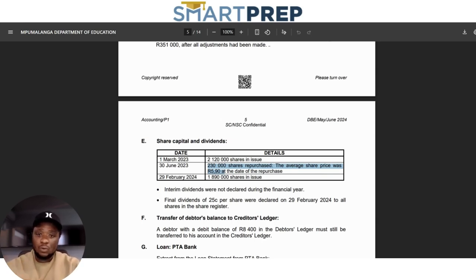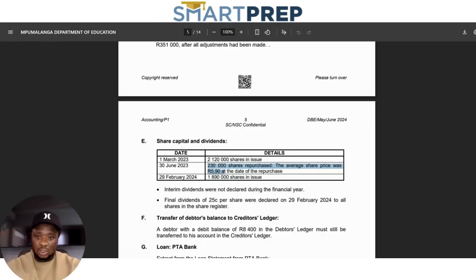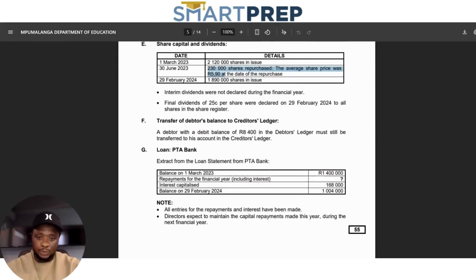So let's then move into the next part of this statement of financial position and look at the loan at PTA Bank. So let's look at the information relating to the loan. What do they say? They say, extract from the loan statement from PTA Bank. The balance of the loan on 1 March, so at the start of the year, was 1,400,000, and then at the end of the year, it's 1,004,000.